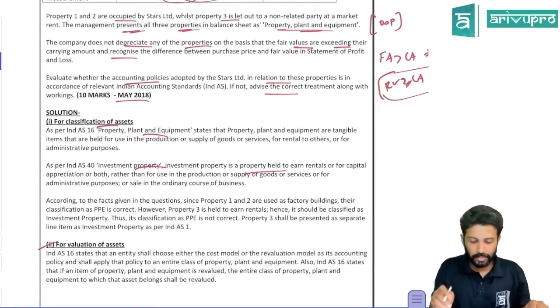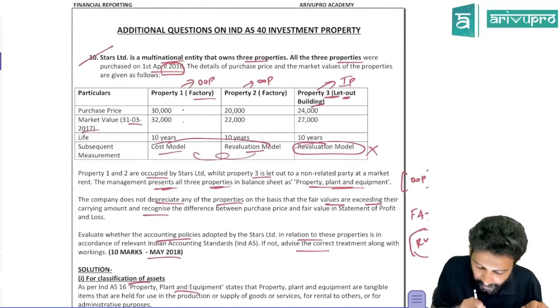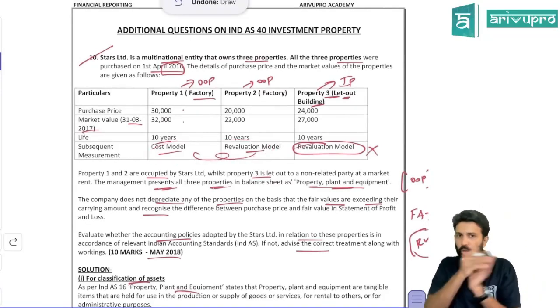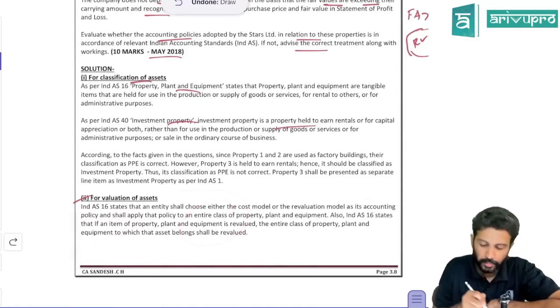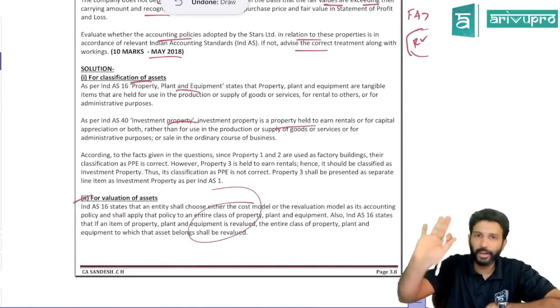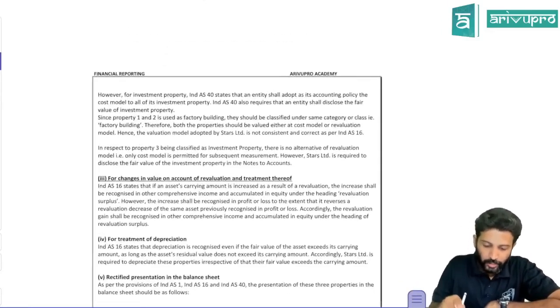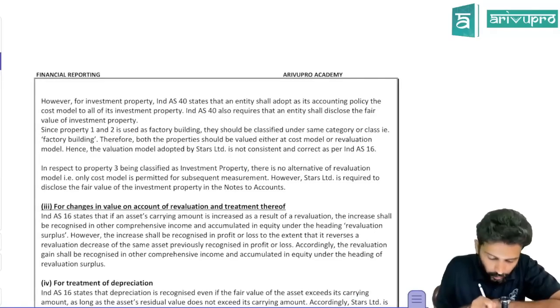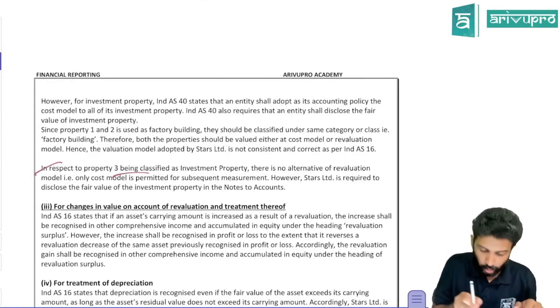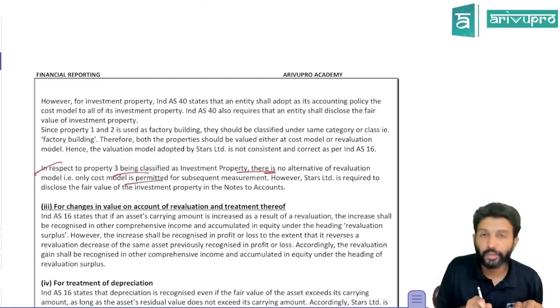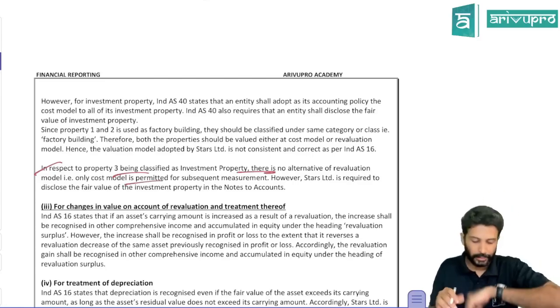Then, when it comes to valuation, for these two properties, can you follow different models? No. Since both are PPE, for both of them either you go for the cost model or for both the revaluation model. That is another point you will write. Next, for investment property, they have followed the fair value model. Is that acceptable? No, you have to follow only the cost model. You can't follow the revaluation model. That also you will bring in there.